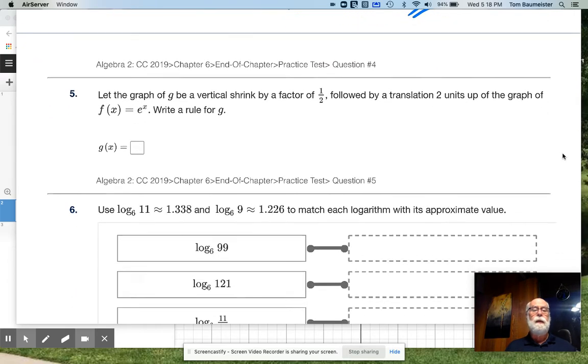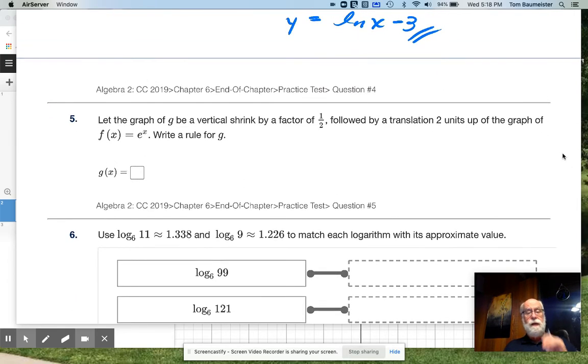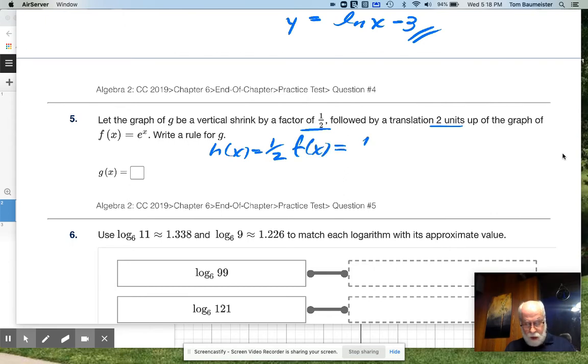Again, number 5, ladies and gentlemen, we've done this so many times that we should start getting good at it. Remember, I told you that they always have us do an h of x, so it looks like we're doing one thing and two things here. So our h of x will equal 1/2. The vertical shrink is on the outside, so it'll be 1/2 times f of x, or 1/2 e raised to the x power.